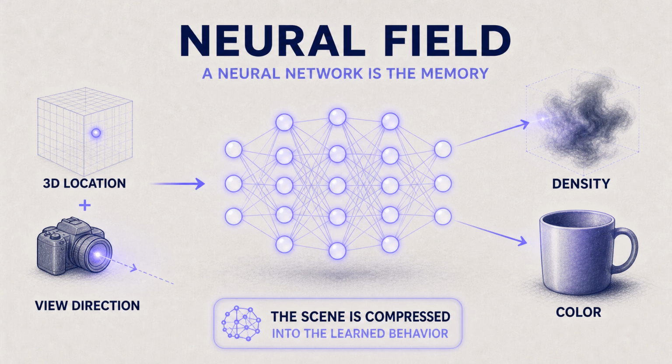You give it a 3D location and a viewing direction. It returns density and color. In a sense, the scene is compressed into the learned behavior of that network.